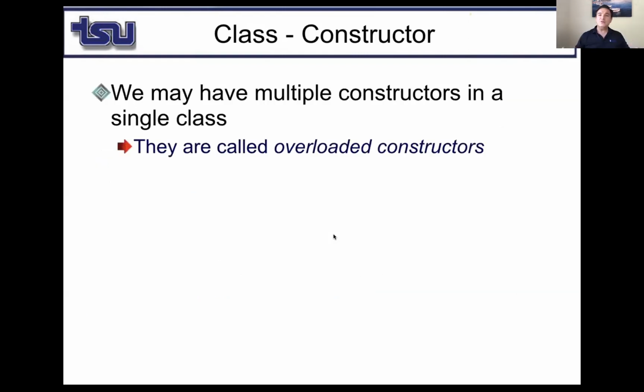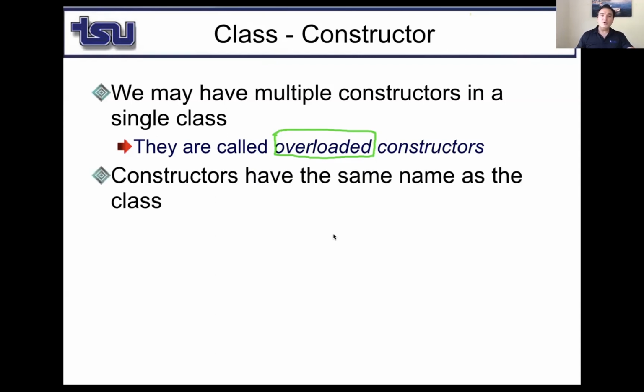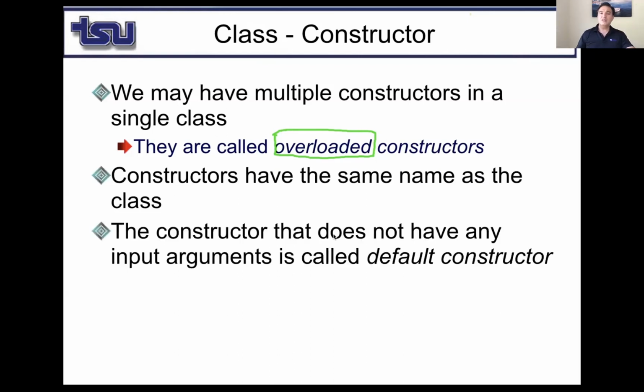If we have multiple constructors in a class, they are called overloaded constructors. This is important. Please get familiar with this keyword, overloaded constructors. Later, we're going to see we have overloaded methods. That means in a single class, you can have multiple constructors, and they are called overloaded constructors. And all the constructors must have the same name as the class. Again, the constructor that does not have any input arguments is called the default constructor.